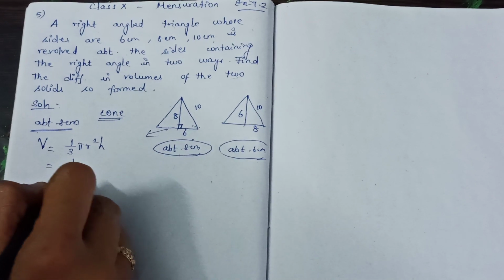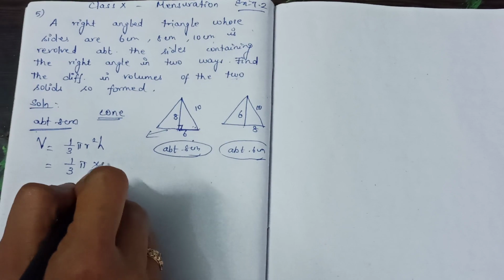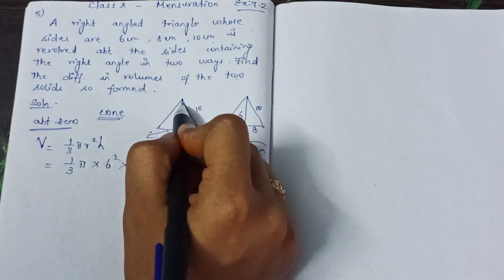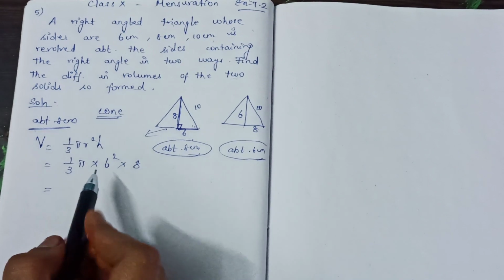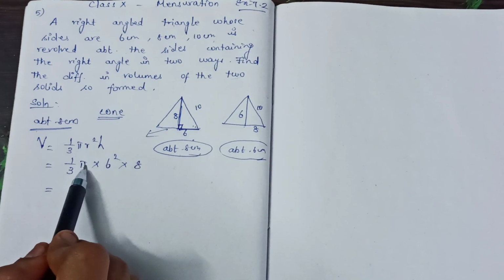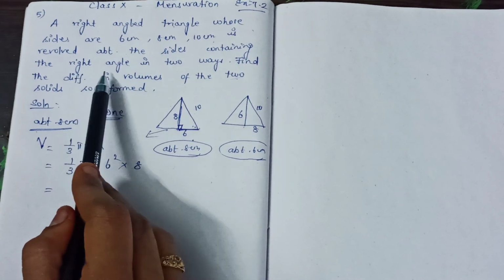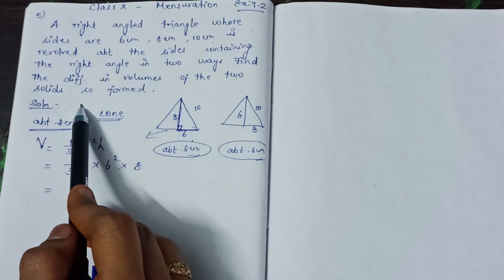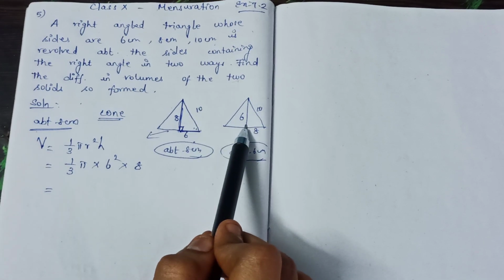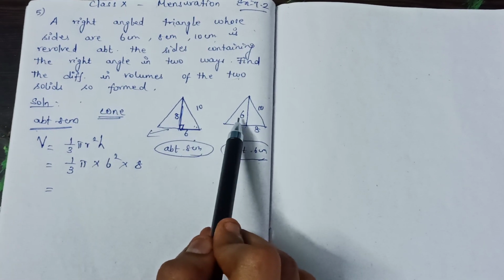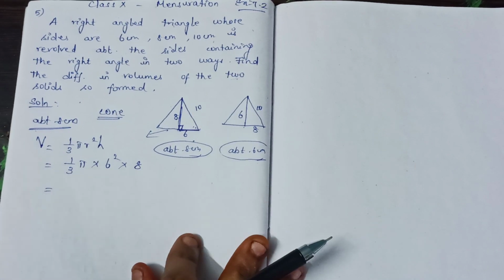So which is equal to 1 by 3 pi into, here the radius is 6, therefore 6 squared into, and the height is given to be 8. So here I am keeping this value of pi as it is because what is asked in the question, the difference in volume is asked. That means we are going to subtract these two volumes. So after subtracting, let us substitute the value for pi for easier calculation.